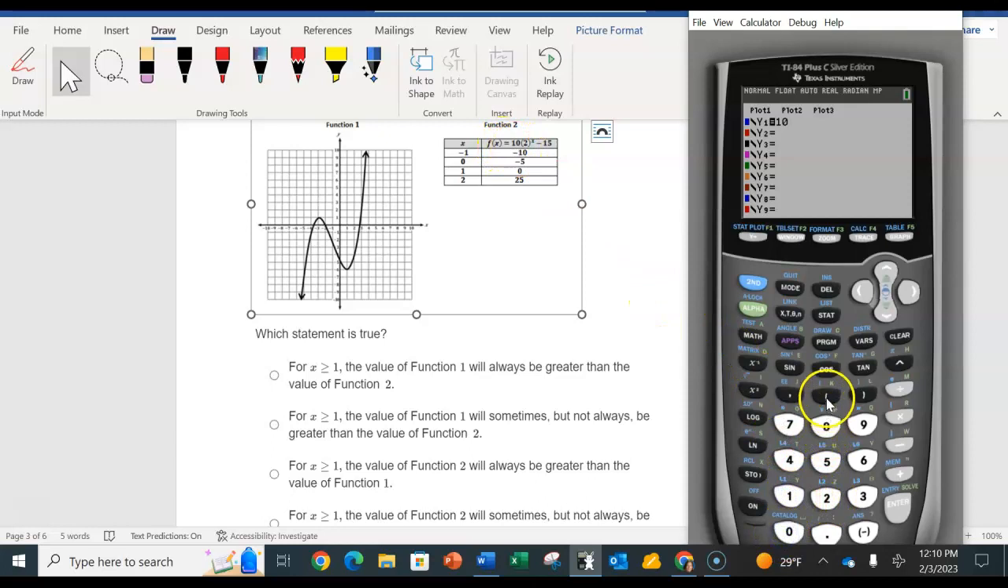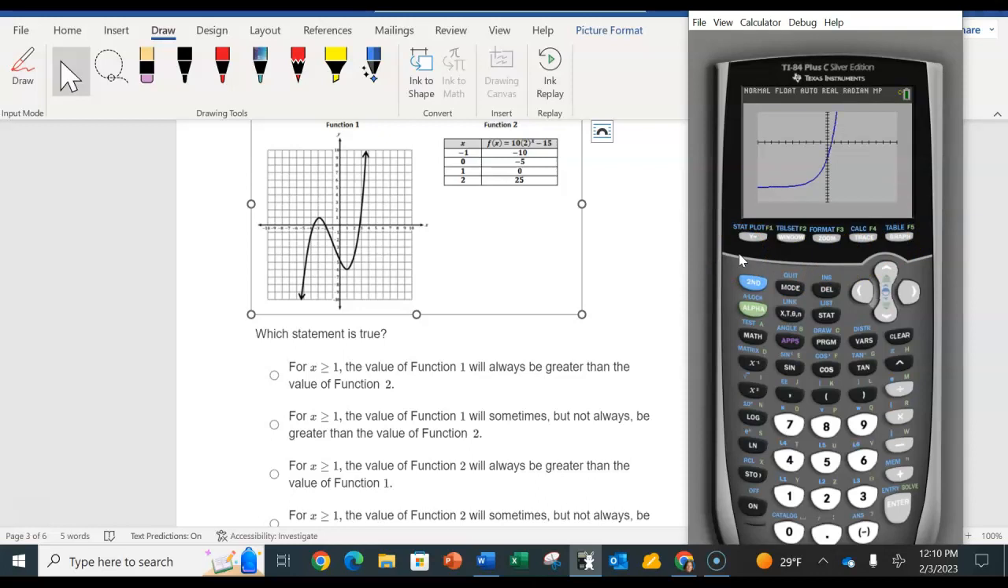So 10 times 2 raised to the x power, and then drop that back down and minus 15. Okay, if you remember transformations, that means it's shifting down 15. Let's see what this looks like.